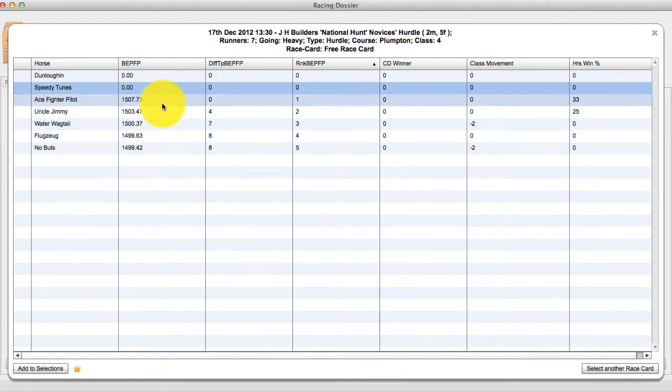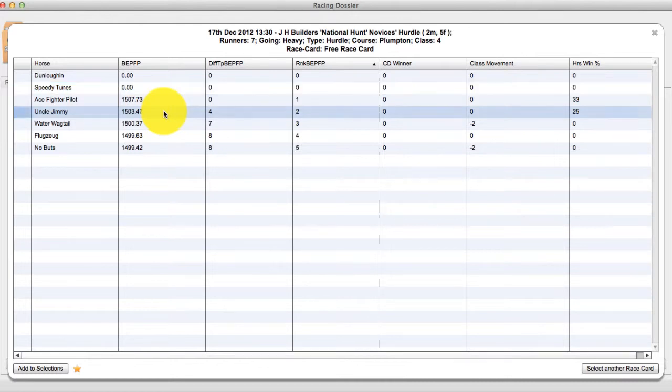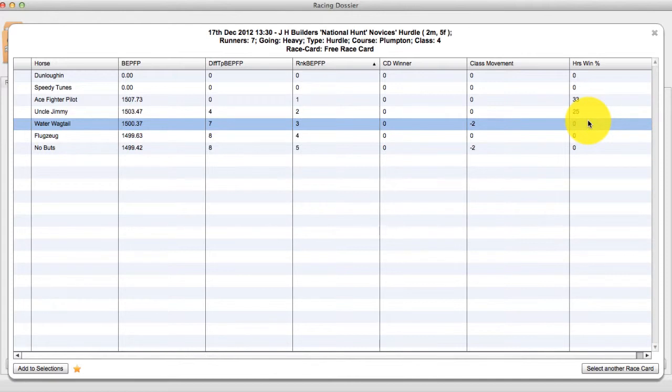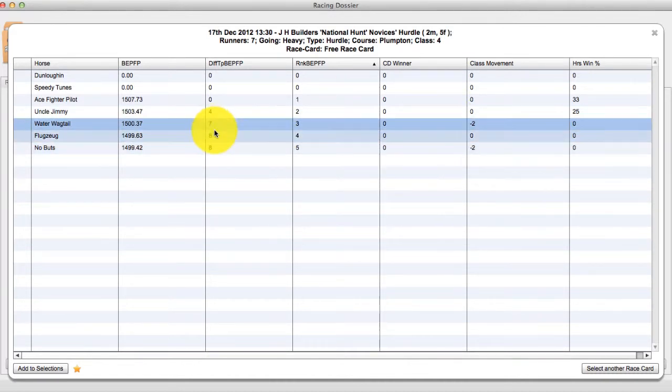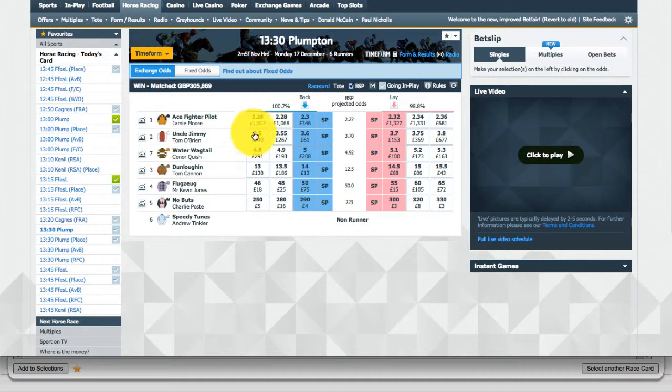Ace Fighter Pilot is the best from a decent distance, not as big as we have seen, but there's a little bit of a gap there from Uncle Jimmy. But Uncle Jimmy has also won 25% of the races. Water Wagtail hasn't won a race yet, is moving up 2 class levels, so not as good, and came much further behind in the rating, 7 points behind Ace Fighter Pilot. So Ace Fighter Pilot and Uncle Jimmy are our favourites.